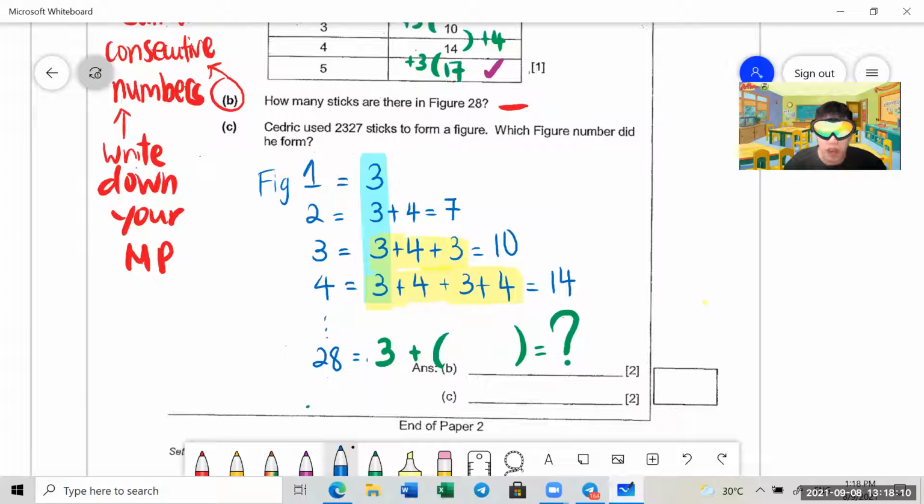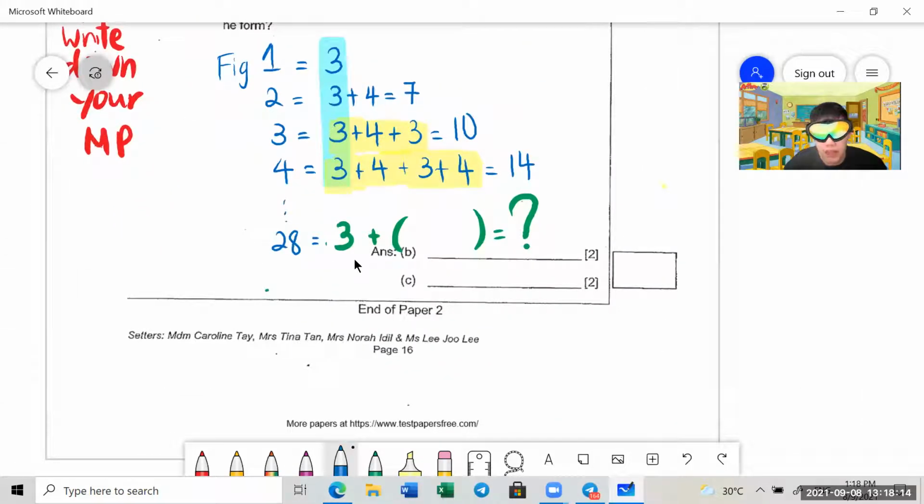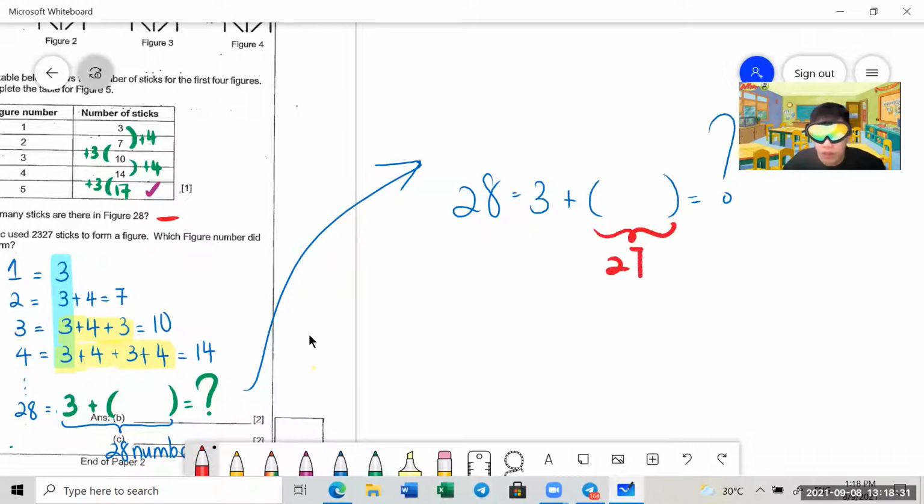So I repeat again. If it's figure number 28, how many numbers should there be over here? In total, there should be 28 numbers. Do you understand what I'm trying to say? Let me just bring it to a fresh page. So figure number 28, 3 plus bracket equals question mark. Whatever there is over here, we know that there are 27 numbers. How do I know that? Because 27 plus 1 equals 28, and that is the figure number.